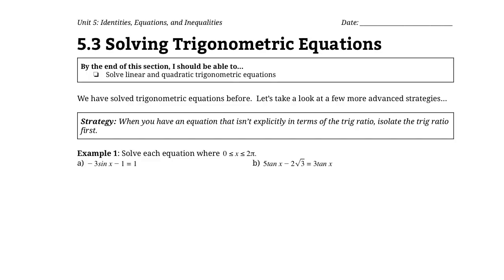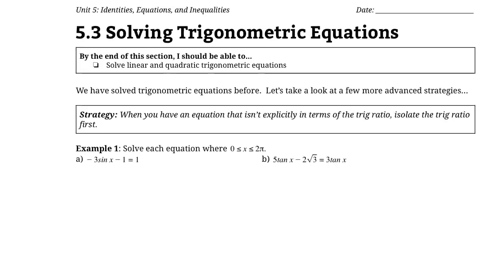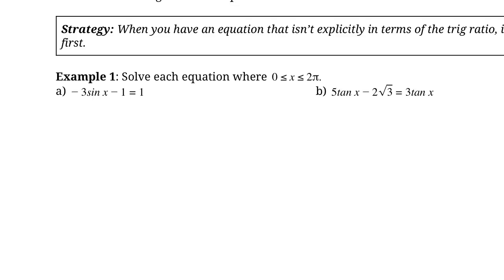So let's look at some advanced methods to solving trigonometric equations. Let's just dive right into the questions. First question here. Negative 3 sine x minus 1 equals 1. How do we solve this equation?